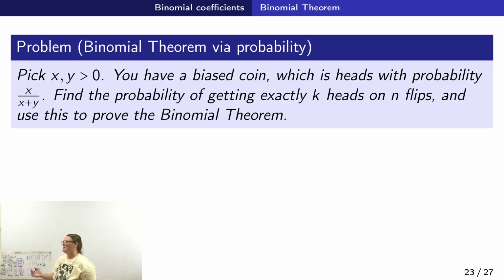Okay, so we have this problem. X and Y greater than 0. You have a biased coin. Find the probability of getting exactly K heads on N flips and use this to prove the binomial theorem. Binomial distribution. Great. Okay, so we let P be the probability of something.